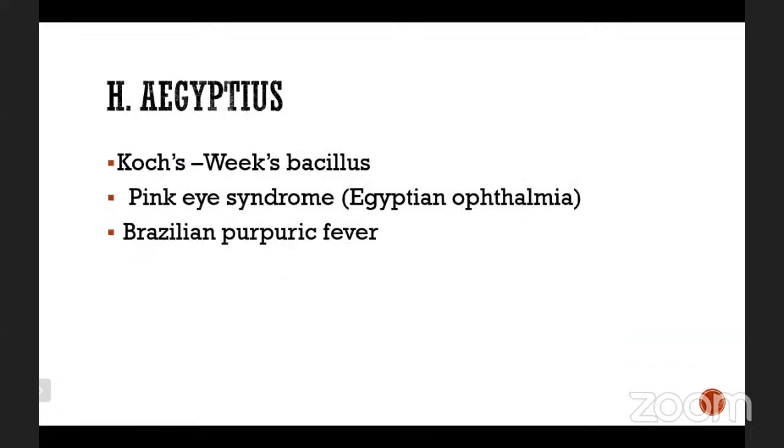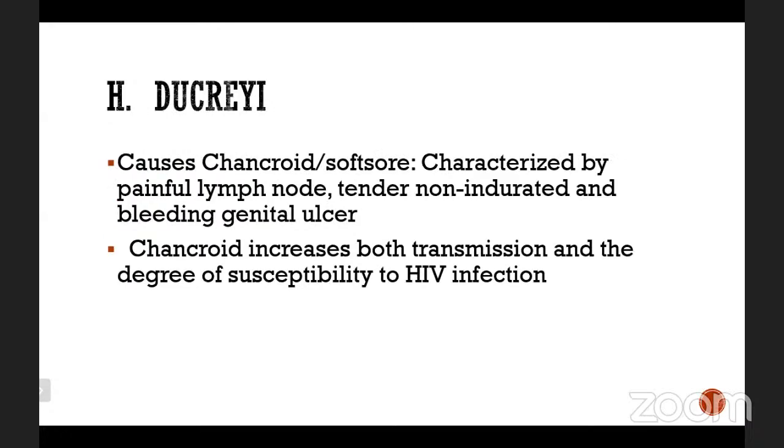Next one is Haemophilus aegyptius. It is a Koch-Weeks bacillus in which pink eye syndrome is seen, which is otherwise known as Egyptian ophthalmia. And Brazilian purpuric fever is seen in Haemophilus aegyptius.